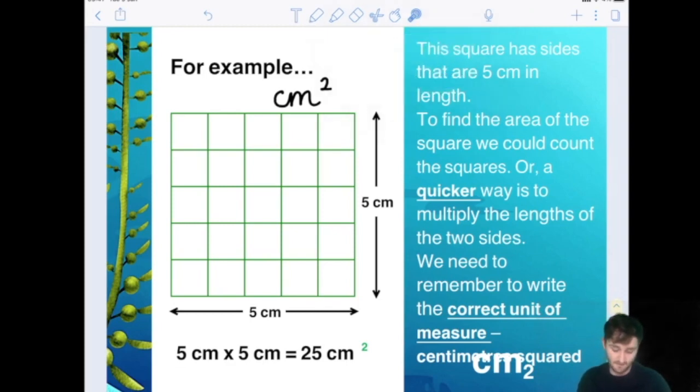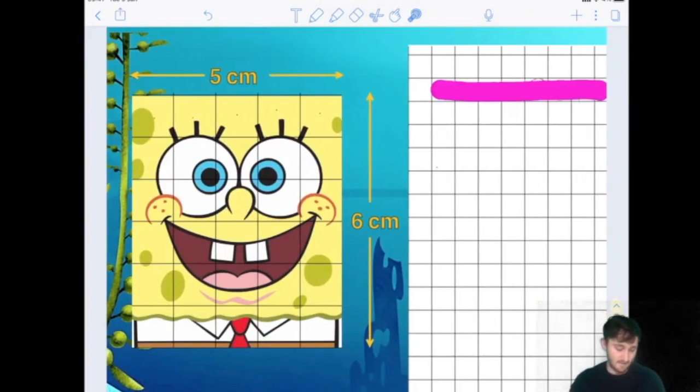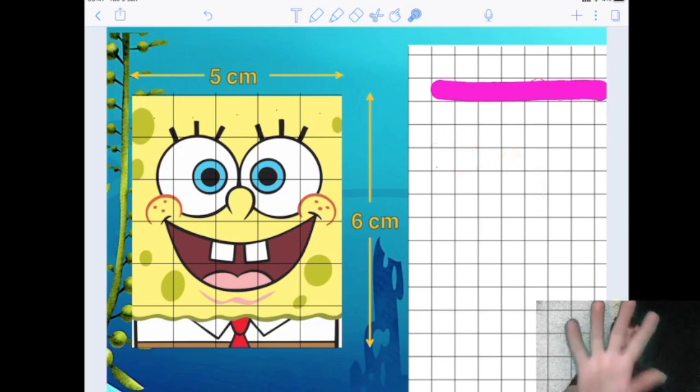So let's have another go at the next one. On this one is our picture of SpongeBob SquarePants, and you can see that it has been split up into our centimetre squares again. So if I wanted to, I could just sit and count there, or remember, the quicker way: I've been given one side, which is 5 centimetres, and I've been given the next side, 6 centimetres. Now I want you to try and work this out, and see if you can get the same as me, and I will do my working out over here. Okay, guys, pause.